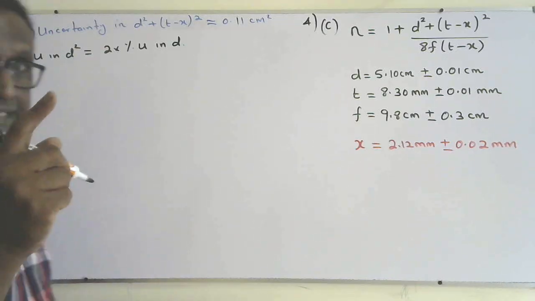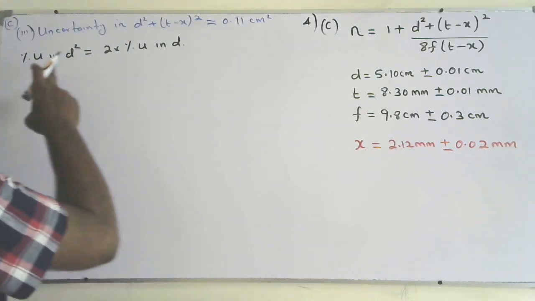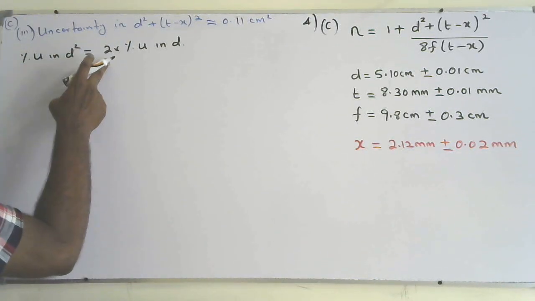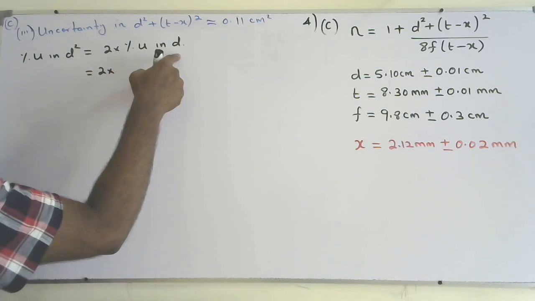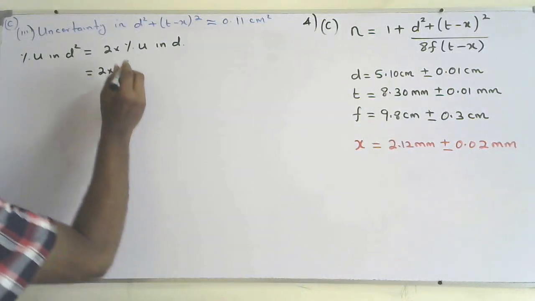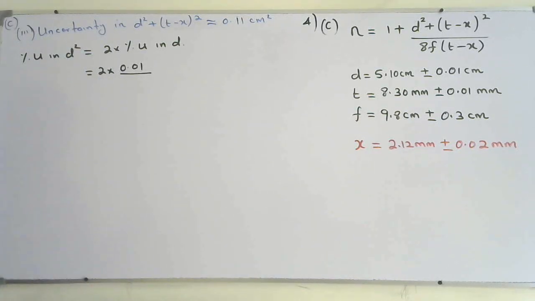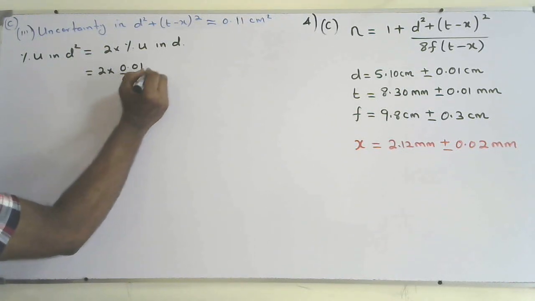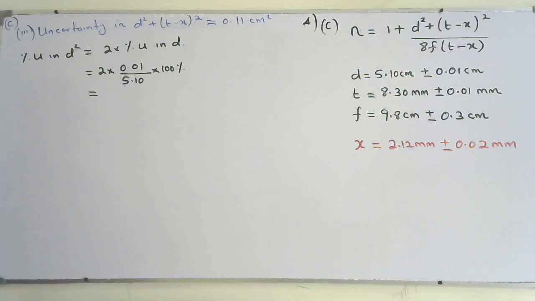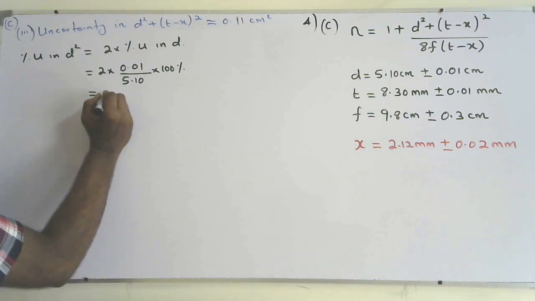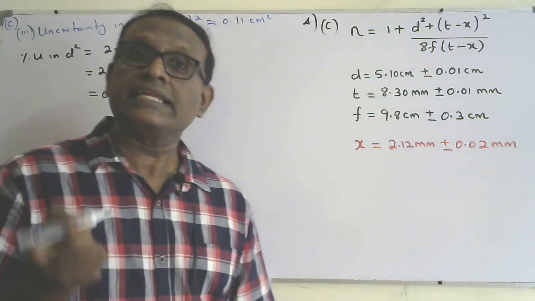I told that whenever there's an index, it comes to the front, right? See the lesson that I did already. So percentage uncertainty in d squared equals 2 times percentage uncertainty in d. I know the uncertainty in d is 0.01, so 0.01 over d, that is 5.10, times 100%. So the percentage uncertainty in d squared will be equal to 0.392 percentage. Okay, so I found the percentage uncertainty in d squared.